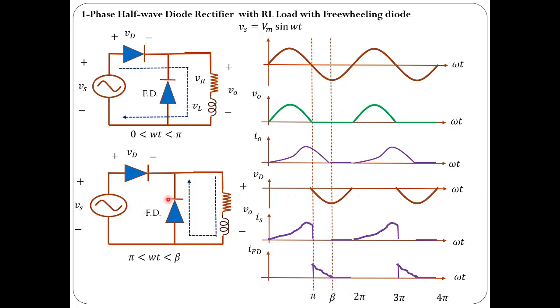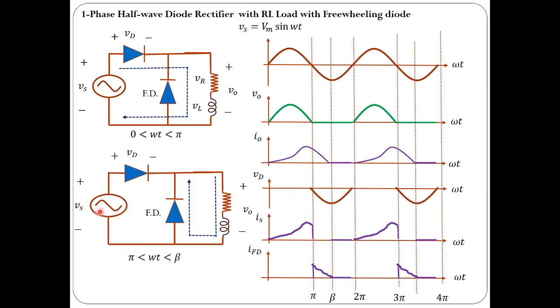The load voltage is 0, so the source voltage would be the same as the diode voltage. So apply KVL for this loop. By applying KVL for this loop, you would get that the source voltage is the same as the diode voltage Vd. So that is the reason why from omega t equal to pi to beta the diode voltage is the same as the source voltage, and beta to 2 pi also the same as the source voltage.